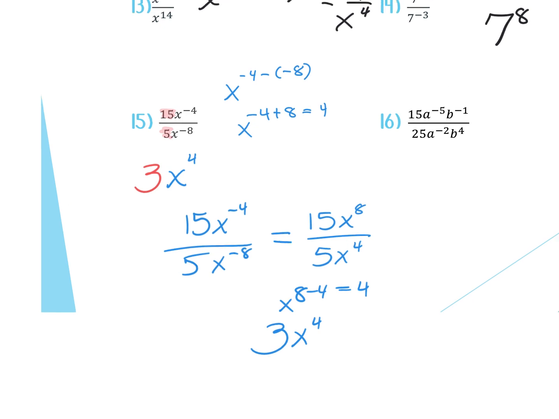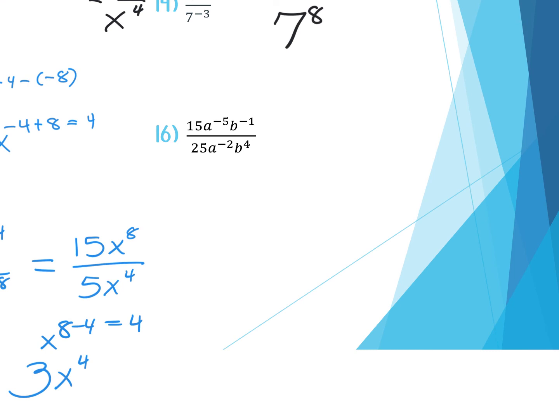Okay, so for number 16, you can either choose to move all the exponents that are negative, make them positive, and then deal with it, or just subtract the exponents that have the same base. So let me go ahead and do the moving part first. So let me just leave the 15 and the 25 alone for now. So the a to the 5th is going to go to the denominator, but the a squared is going to the top. And then the b to the 1st goes to the bottom, and the b to the 4th stays in the bottom because it was already positive.